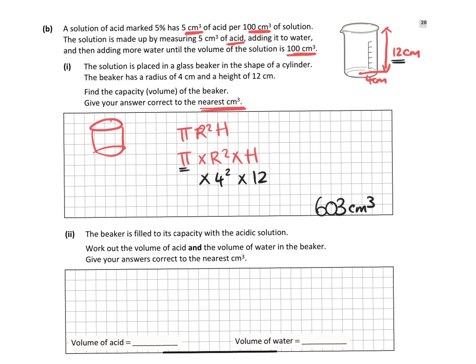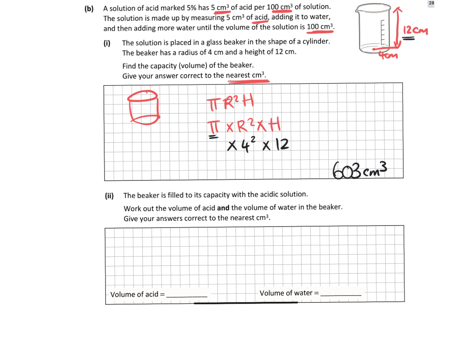The beaker is filled to its capacity with an acidic solution. Work out the volume of acid and the volume of water in the beaker. Give your answer correct to the nearest centimetre cubed. So we are told that 5% of this is going to be acid. So if the whole thing is 603, 5% of 603. You're going to change it to a decimal, make sure you write it as 0.05 multiplied by 603, and that's going to give you 30 centimetres cubed. So that's how much acid goes in.